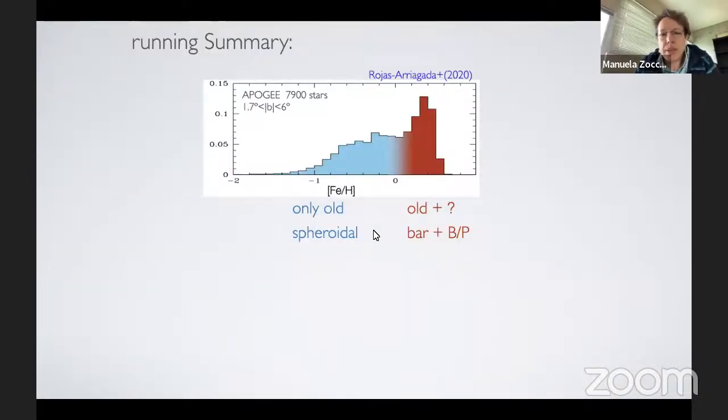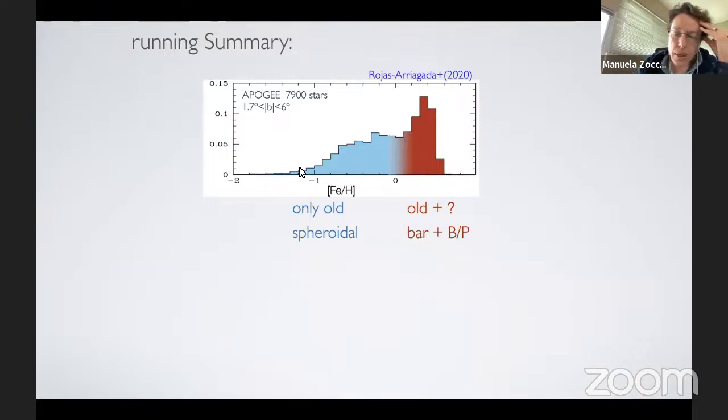So to keep fixing the things that we've seen so far: the metal-poor component is only old. Instead, the metal-rich is old and maybe also has a young component. The metal-poor component is spheroidal, while the metal-rich is a bar plus a boxy peanut.